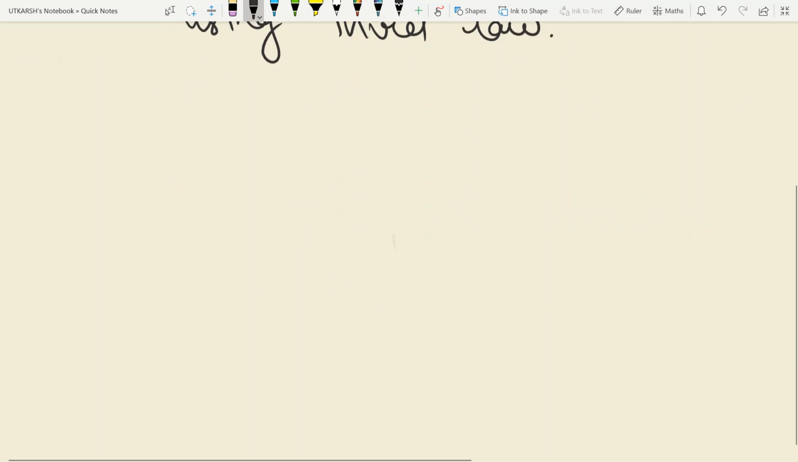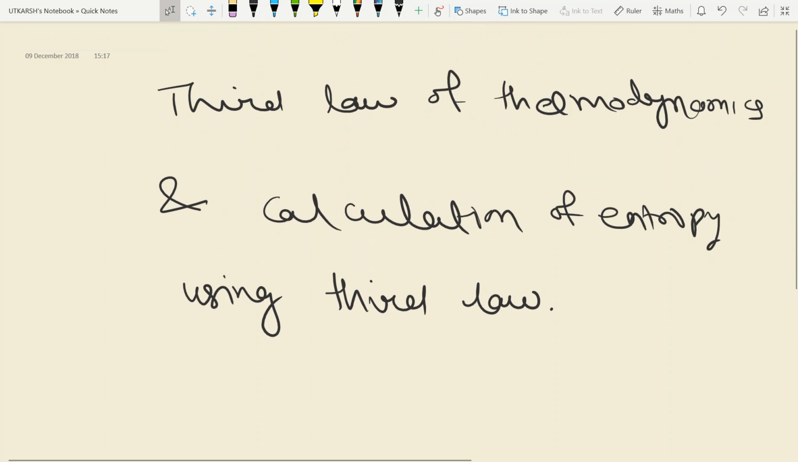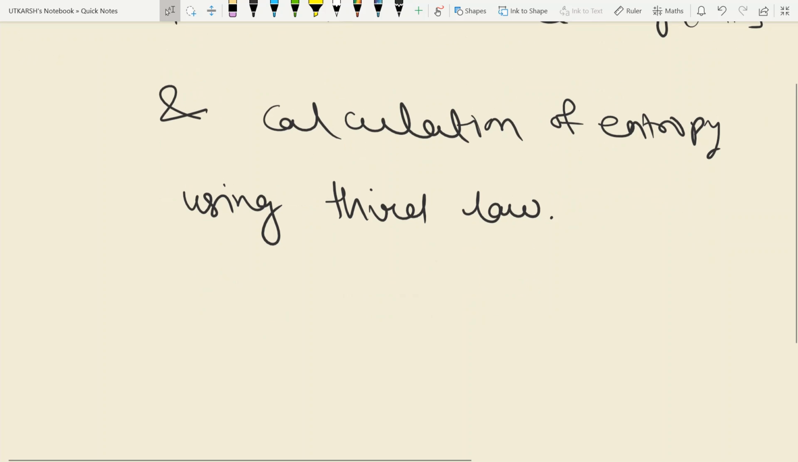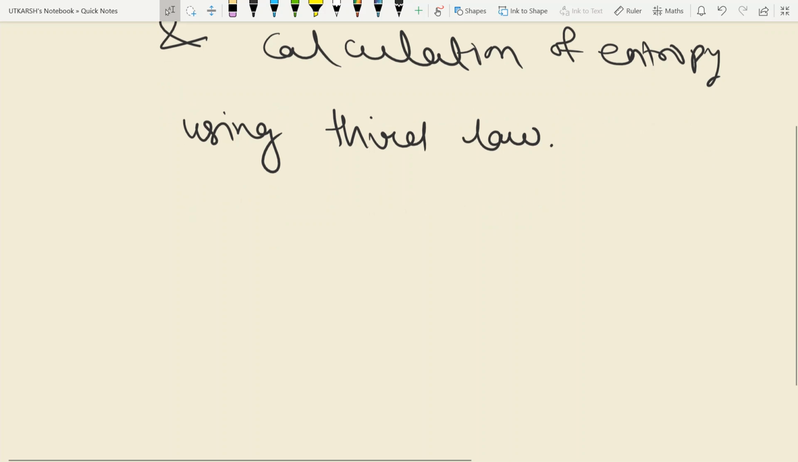Now, before I tell you about the third law of thermodynamics, or what is the statement of the third law, I would like to brief you about what entropy is. We can understand entropy as the degree of randomness or degree of disorder. That is, if there is a system, then the number of positions the components of the system can randomly take can be assumed as the randomness or disorderedness.